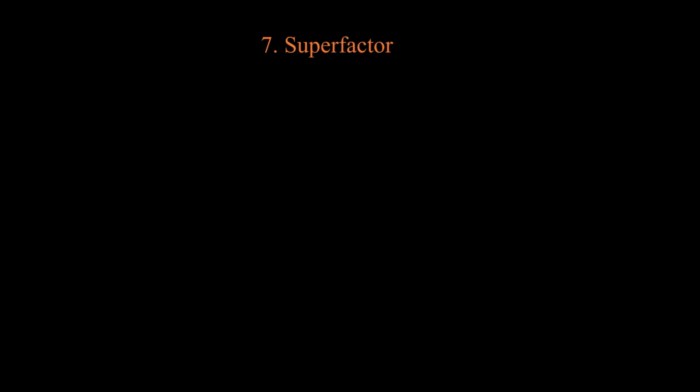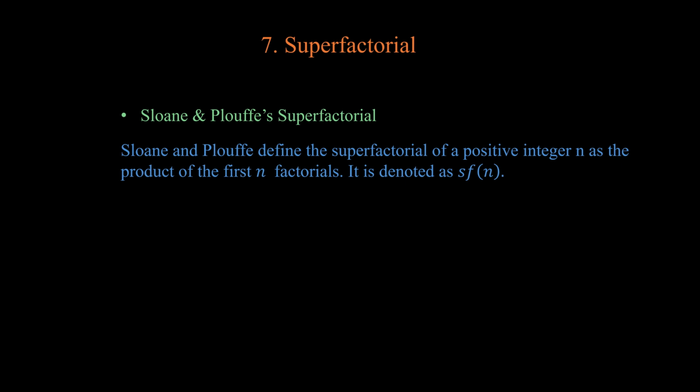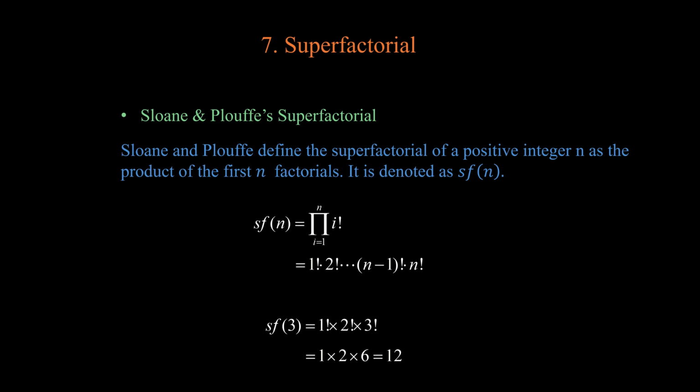Let's talk about superfactorial. There are two different definitions of superfactorial. First, consider Sloan and Plouffe's superfactorial. Sloan and Plouffe define the superfactorial of a positive integer n as the product of the first n factorials. It is denoted as SF of n. Superfactorial of n is 1 factorial times 2 factorial, and so on up to n factorial. For example, superfactorial of 3 is 1 factorial times 2 factorial times 3 factorial, which is equal to 12.